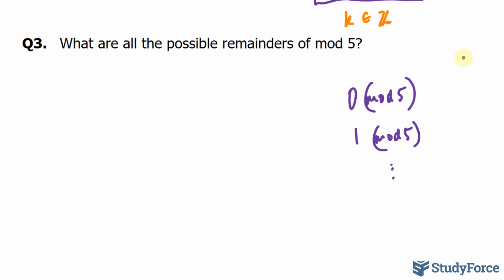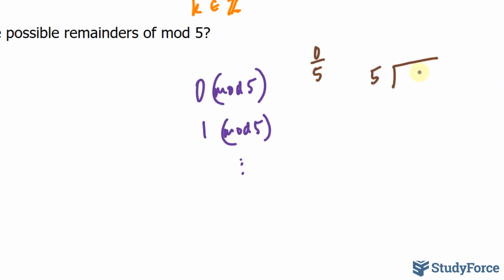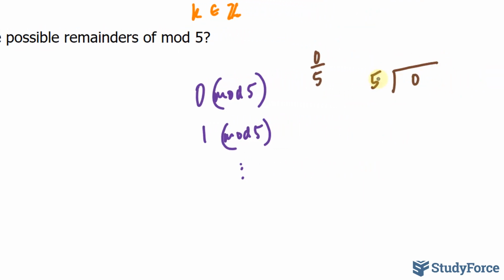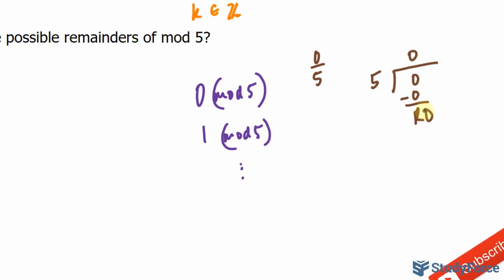0 mod 5 is like saying 0 divided by 5, which is the same thing as saying 5 in long division terms as our divisor and 0 as our dividend. 5 fits into 0 0 times. 0 times 5 is 0, and the remainder is 0. So that is a possible remainder.